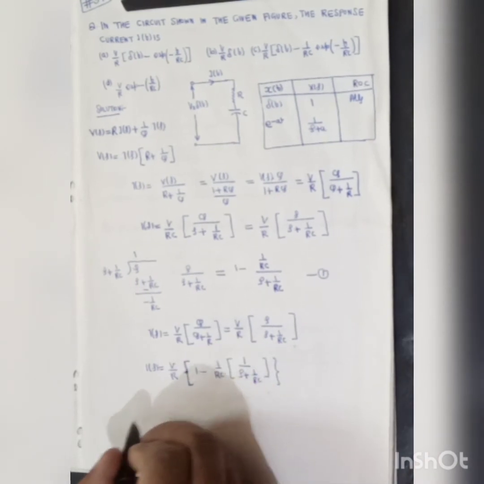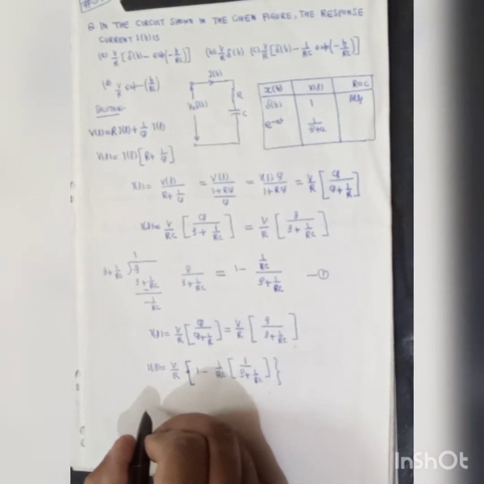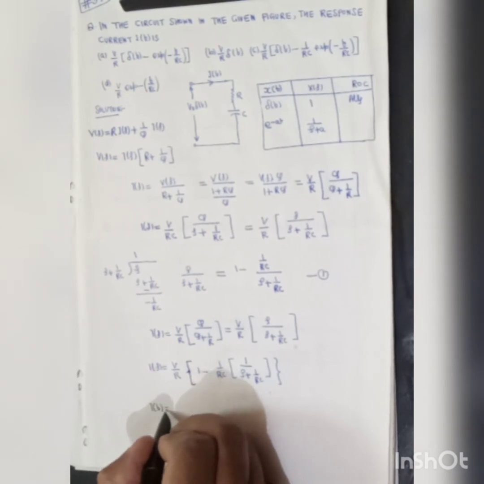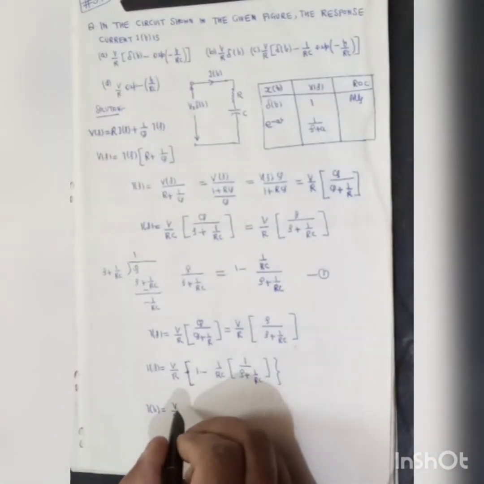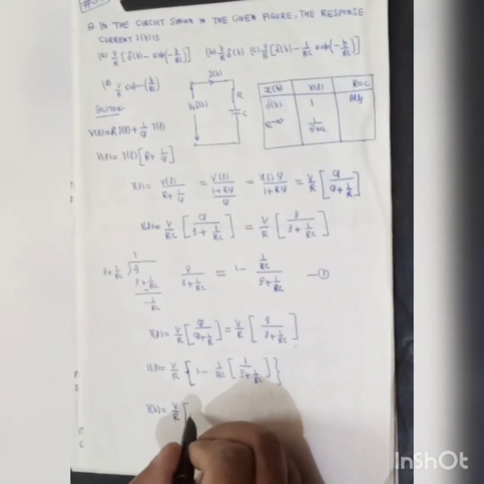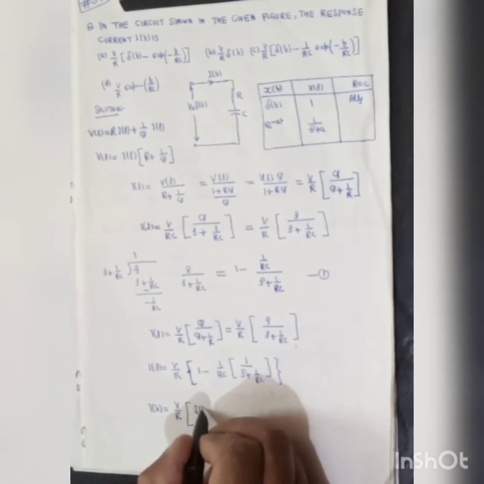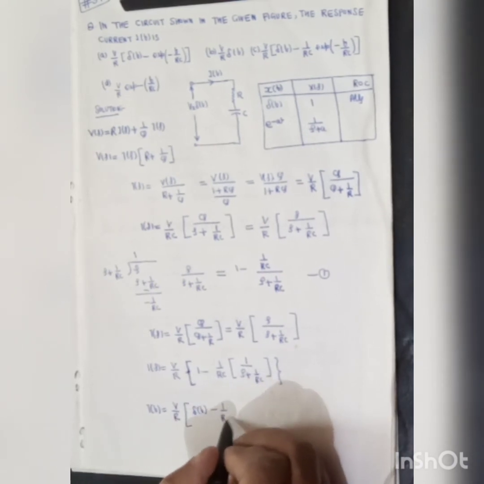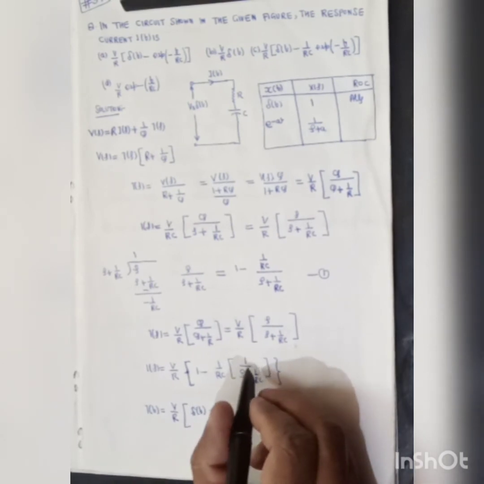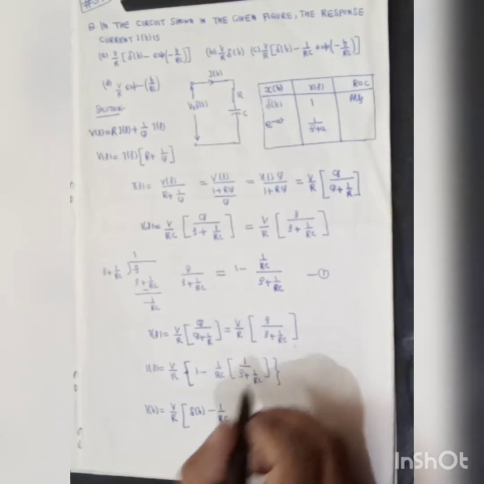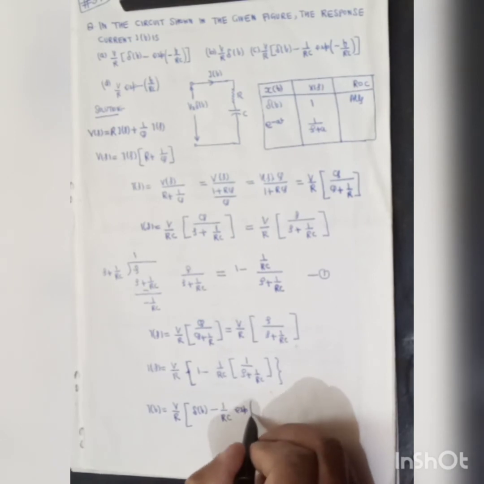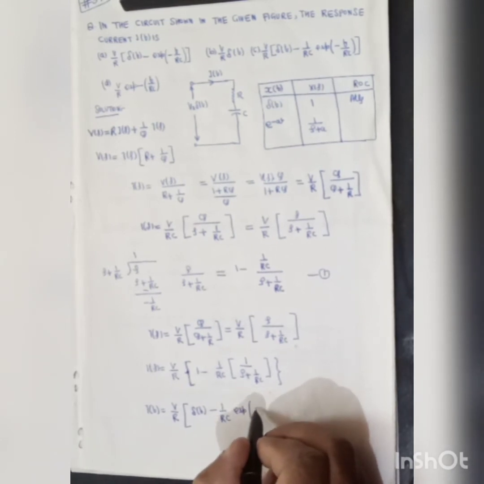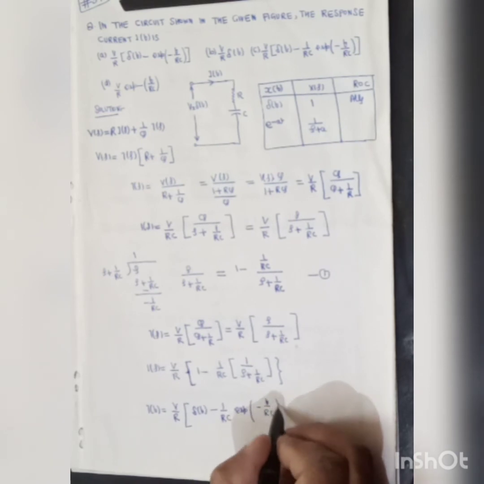Now taking the inverse Laplace transform, the current i(t) will be V divided by R. We know that the inverse Laplace transform of 1 is delta t. So it will be delta t minus 1 upon RC, which is common, and the inverse Laplace transform of 1 upon s plus a is e to the power minus at. So it will be the exponential e to the power minus t divided by RC.